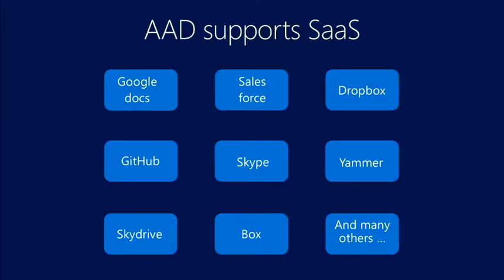It does support software as a service. There's a list of companies that Microsoft certify that people say, we want you to hook it up to Azure Active Directory. At the moment, there's about 118 of them. It grows every week. Google Docs, Salesforce, Dropbox, GitHub, Skype, Twitter. There's a whole raft of them.